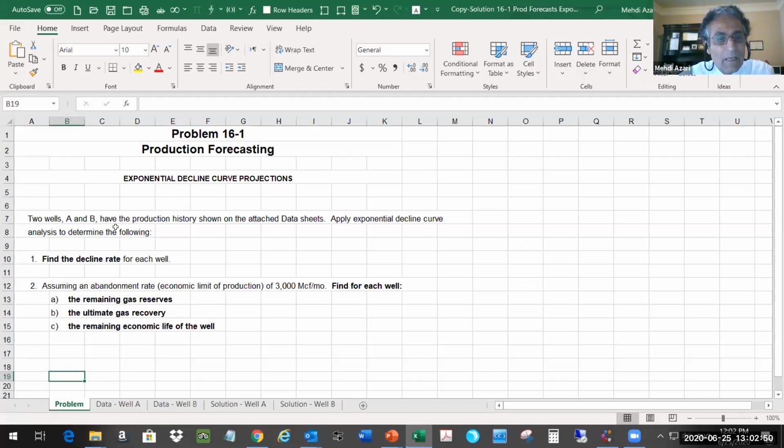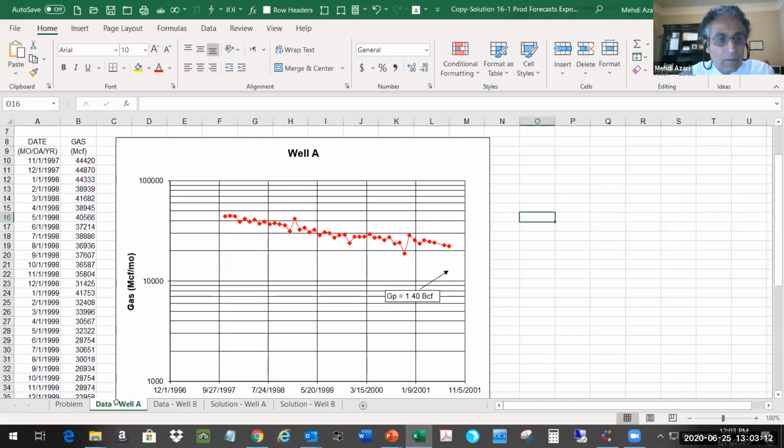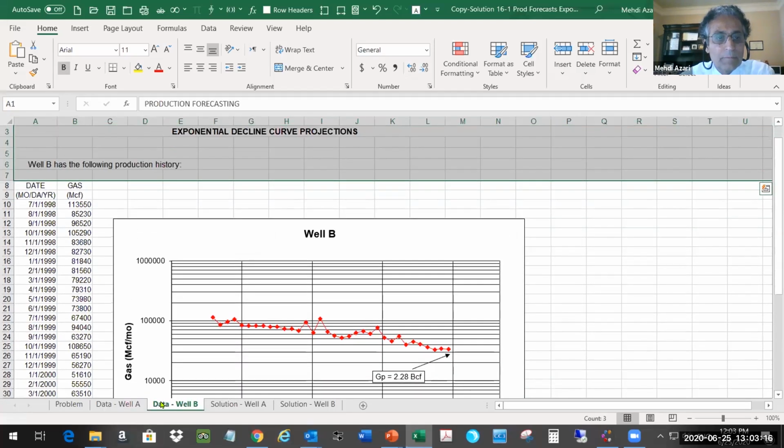There are two wells, A and B, that I have the production history for, for a few years. Now we want to apply the exponential decline to find out a lot of information that we talked about. We first find the decline rate, what type of decline it has, the remaining reserves, how many more years they're going to produce, and how much they will produce to the economic limit. So this is the data for well A and for well B here.